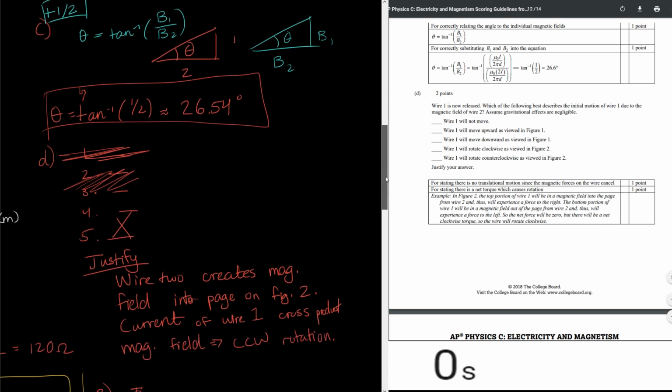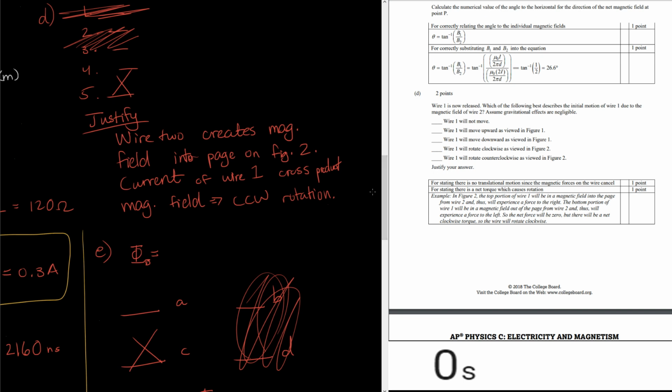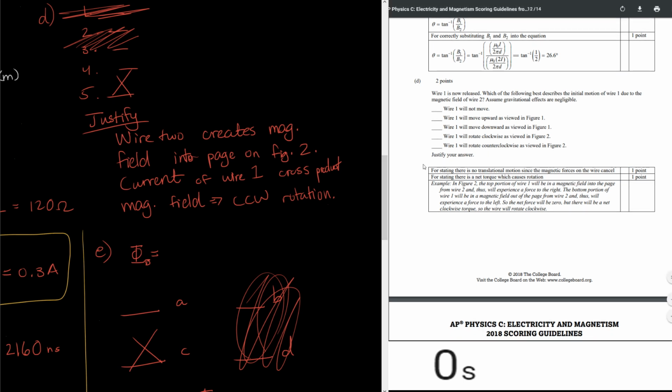Looks like we totally bombed the next part. So what I should have said is, in figure 2, the top portion of wire 1 will be in a magnetic field into the page from wire 2, and thus will experience a force to the right. The bottom portion, yeah, so I should have detailed how it would create rotation. And I said it would rotate in the wrong direction.